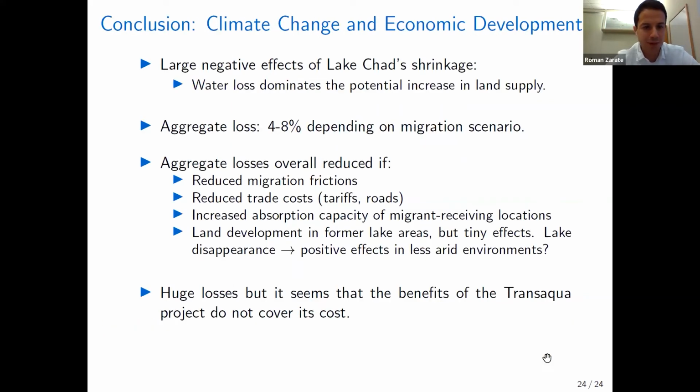Okay, so just to conclude, we find large negative effects of Lake Chad shrinkage. The aggregate loss is going to be between 4 to 8%, depending on the migration scenario. And the aggregate losses are overall reduced if we reduce migration frictions, reduce trade costs, or increase the absorption capacities of cities. But land development doesn't seem to be a good policy in this context.